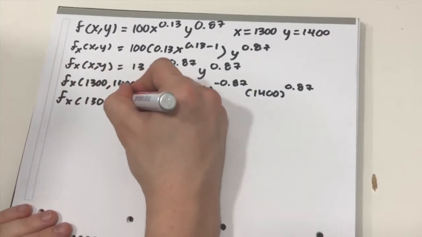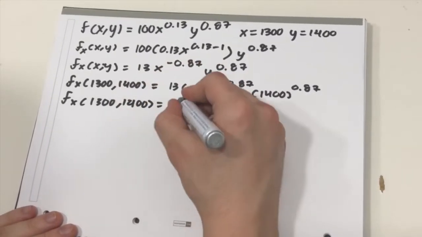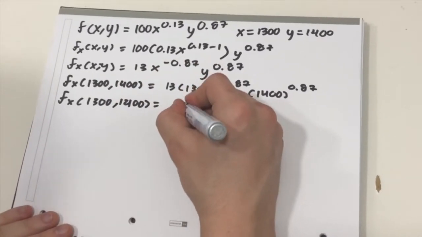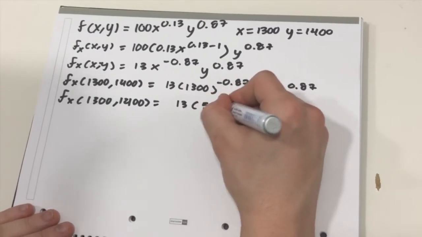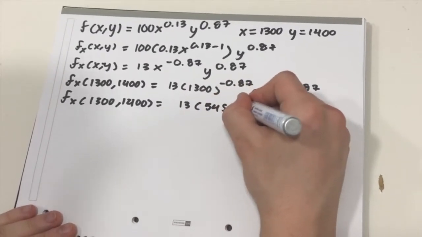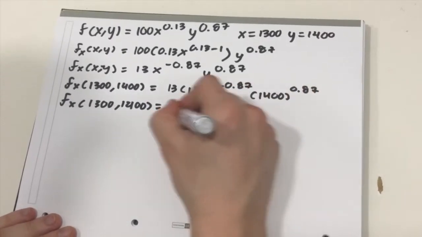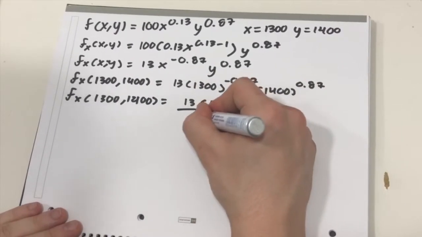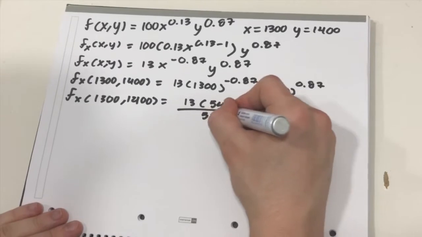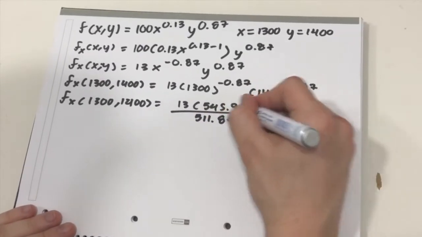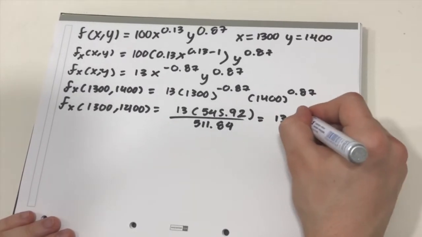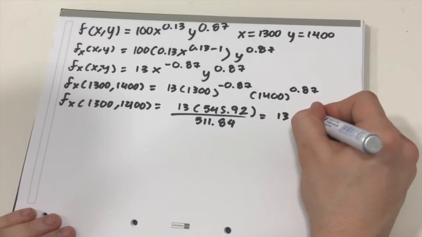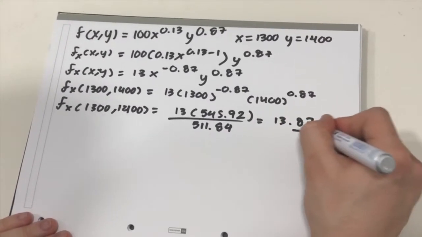When we solve this, it will give us 13 times 545.92. We close parentheses. All of this divided by 511.84. Once we solve this, it'll give us 13.87, which is the marginal productivity of refrigerators.